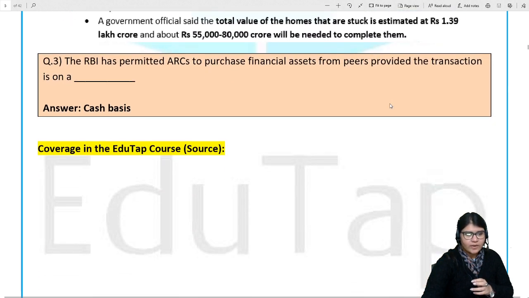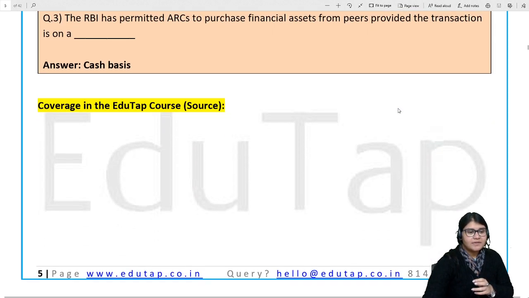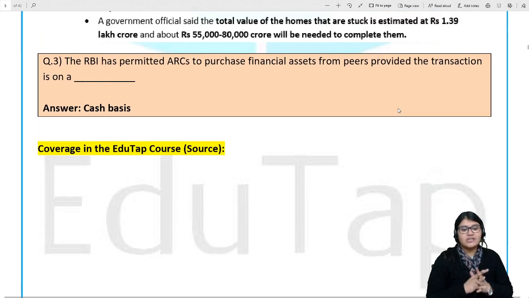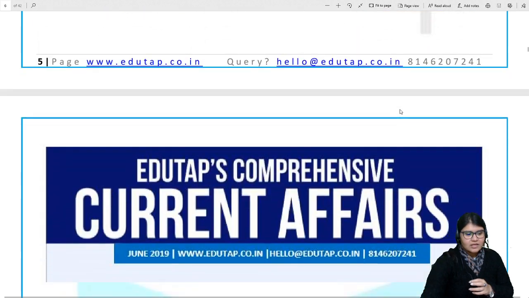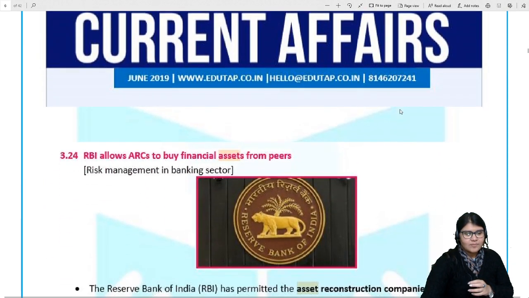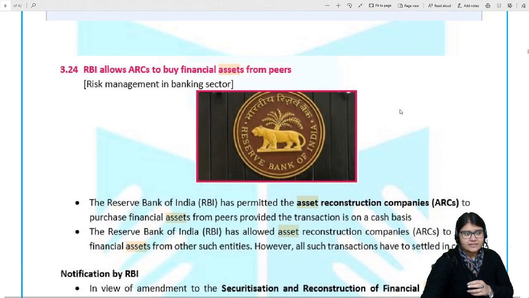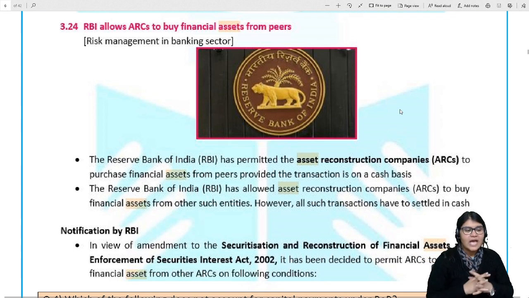Moving on, the third question, the RBI has permitted ARCs to purchase financial assets from peers provided the transaction is on a dash, and the answer is cash basis. So here you can see that we have covered the same in the June monthly current affairs magazine that we provide. So this is a news. RBI allows ARCs to buy financial assets from peers. So here it is, this particular news.